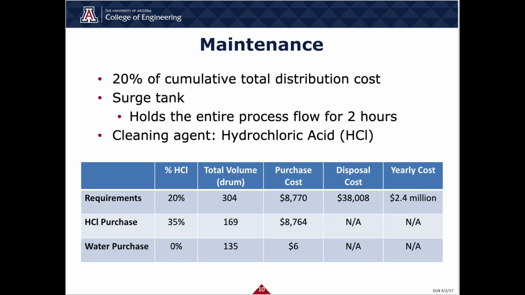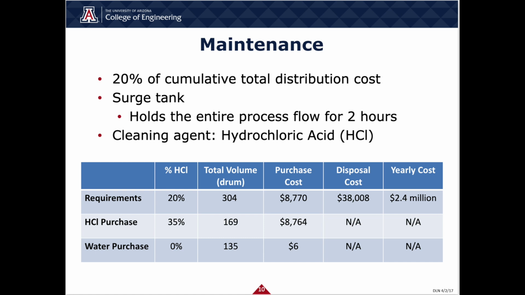With such a robust, complex system that is designed to operate 24/7, it is crucial that a robust maintenance plan is applied to it. Considering an industrial standard of pricing 11.5% of CTDC, cumulative total distribution costs, towards maintenance, we overcompensate this to 20% for aspects that are beyond our design scope.